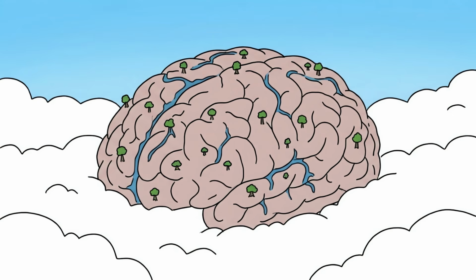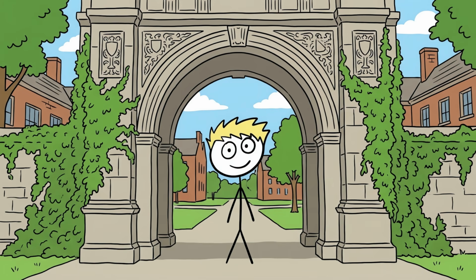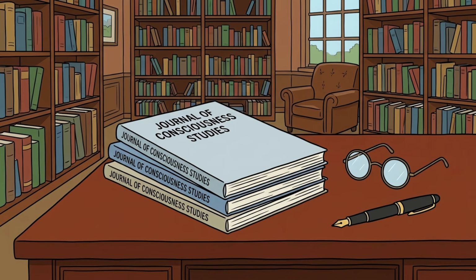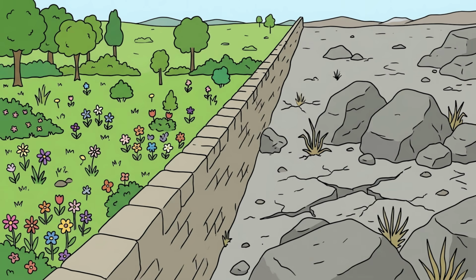Number 1. The hard problem of consciousness. In 1995, philosopher David Chalmers at the Australian National University published a paper in the Journal of Consciousness Studies titled Facing Up to the Problem of Consciousness, and in it he drew a distinction that has since become one of the most contested boundaries in science.